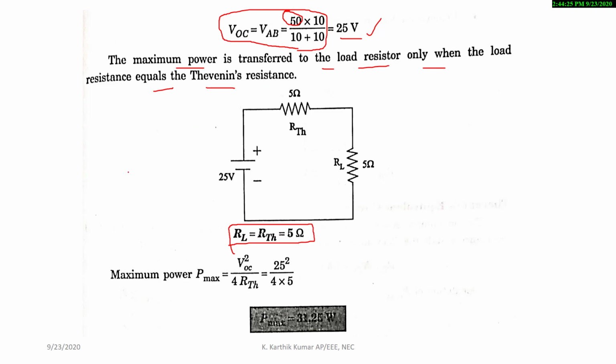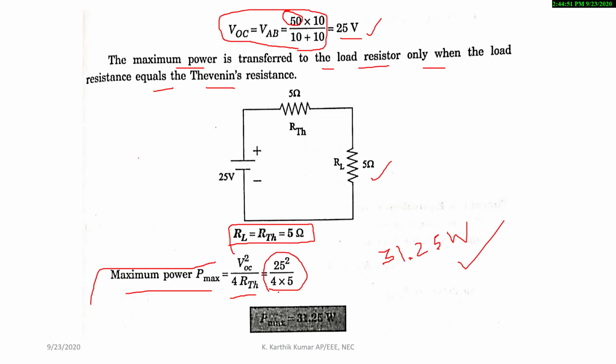Therefore we write RL is equal to 5 ohm, and we have to find the maximum power Pmax, that is Pmax is VOC square divided by 4RTH, which is equal to 31.25 watts. Okay, we can verify it with the help of a scientific calculator. Just substitute these values: 25 square divided by 4 into 5, which is 20. We will get 31.25 watts.